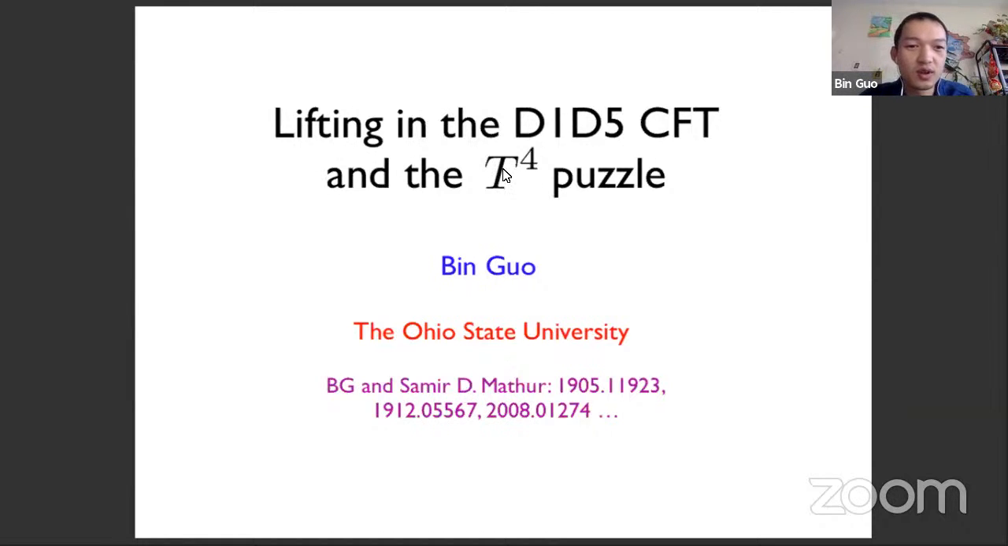Today, I will talk about how to use a deformation operator to deform the CFT away from the orbifold point and use this to study the lifting in the D1, D5 CFT and the T4 puzzle. These are based on work with my advisor, Samir Mathur.